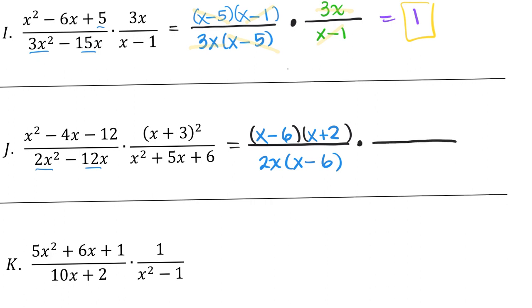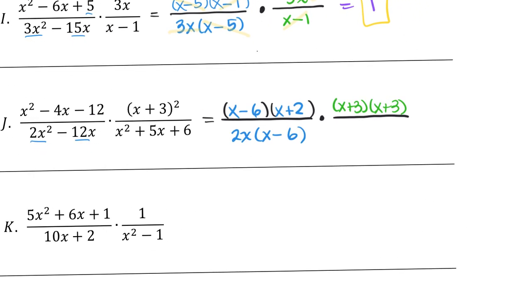Okay, now on the top I have x plus 3 squared, which looks weird. But I'm just going to write it out twice because it's kind of factored for me. So the work's done for me. I'm just going to write it out so I can see what's canceling. Okay, what about the denominator? X squared plus 5x plus 6, x times x. To get 6, 3 times 2 adds up to 5.